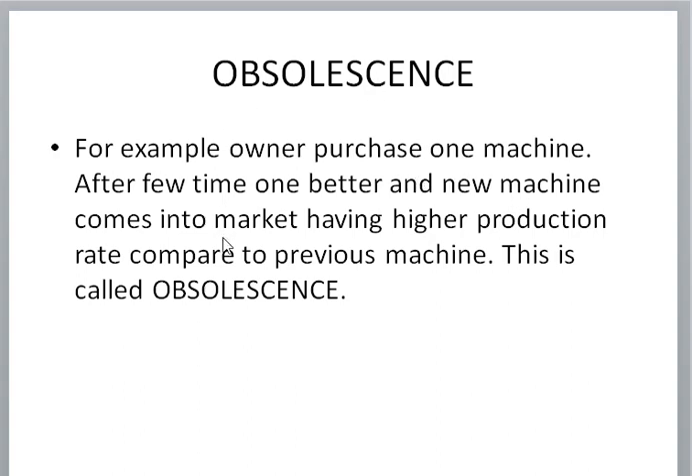comes into the market having a higher production rate compared to the old one. So this machine comes into the factory and the old machine is also there in our industry. Compared to this new machine, the old machine becomes outdated, or we can say it is out of the market. So this is called obsolescence. You can also give this type of example.